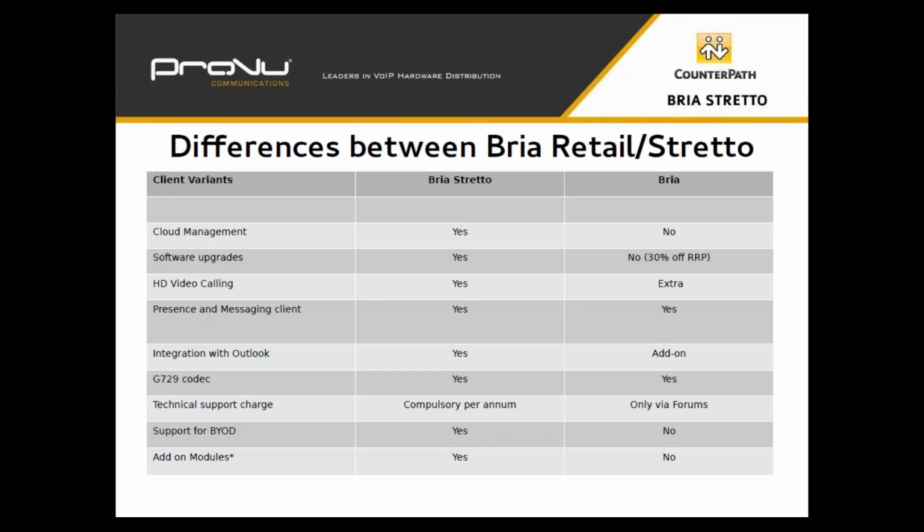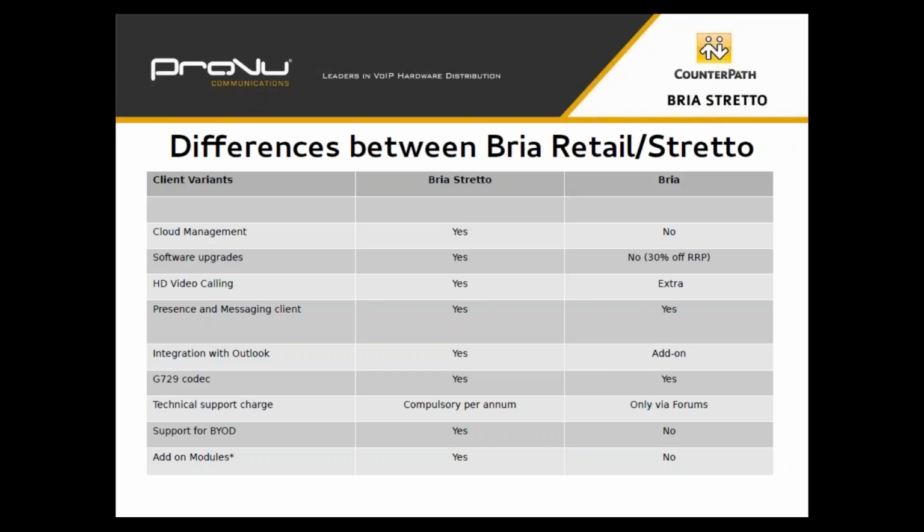With Stretto, you're eligible for software upgrades. So if there's a new version of Bria Stretto on maybe a mobile device or a desktop device, you're eligible to get the software upgrades for that. That is included with the support pricing. I'll talk a little bit about the support charges later on in the presentation. With software upgrades with the retail client, unfortunately you don't get upgrades for free, so there is an extra charge to get later versions. HD video calling is a feature included with Stretto. With the retail, you've got to pay an extra fee.